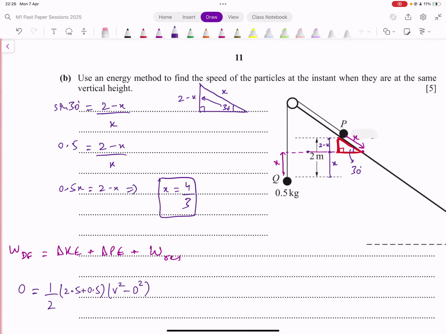So Q is going 4 over 3 units up. Then what about the vertical distance that P is coming down? That's coming down 2 over 3, right? Because the total is 2. Q is moving up by 4 over 3, so P is going down by 2 over 3, right? So we found the change in their vertical heights.